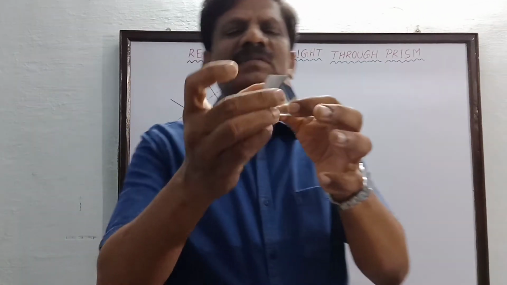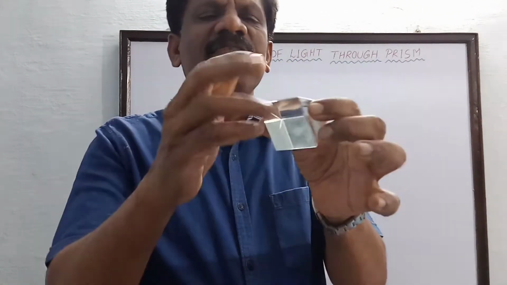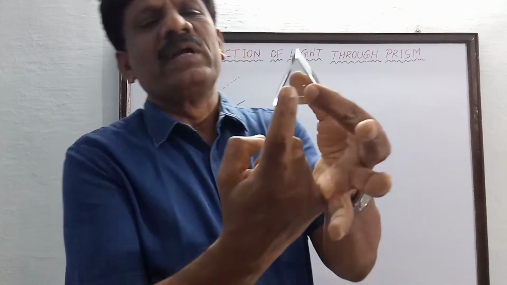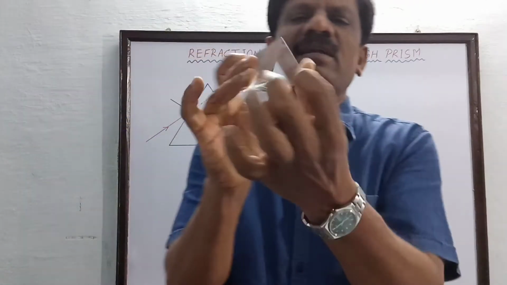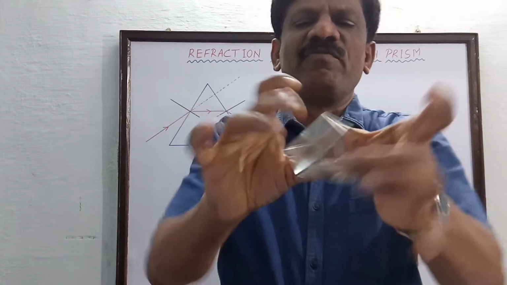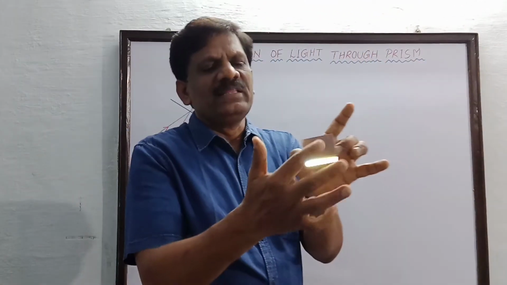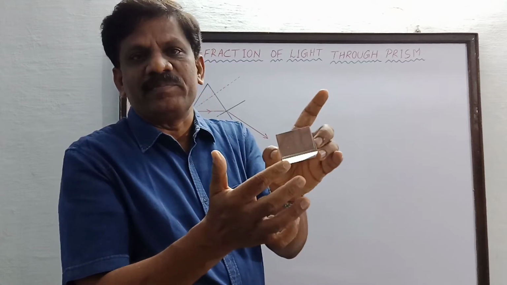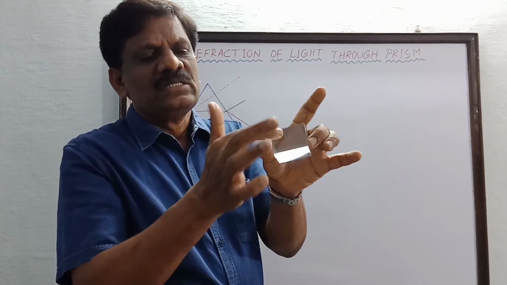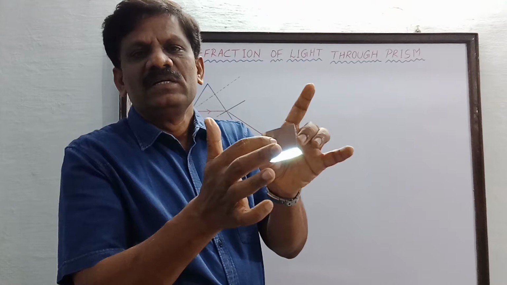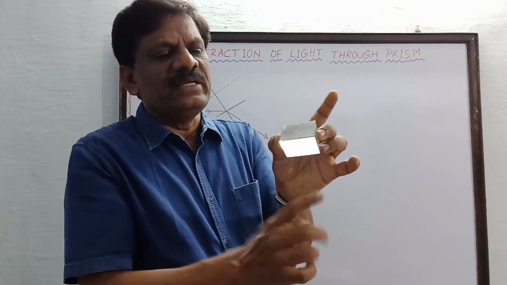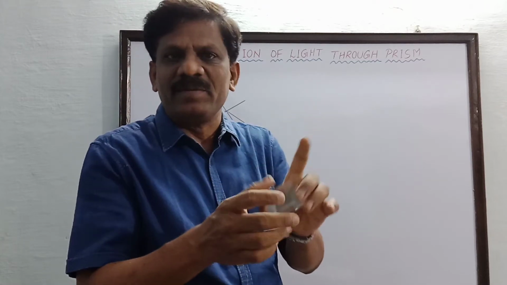This is a triangular prism. This prism has totally 5 surfaces. One is triangular and the opposite one is also triangular. These two faces are triangular faces, and the remaining 3 faces are square type. Square faces 1, 2 and 3. These 3 square-shaped surfaces are called lateral surfaces, and these triangular surfaces are called the base.